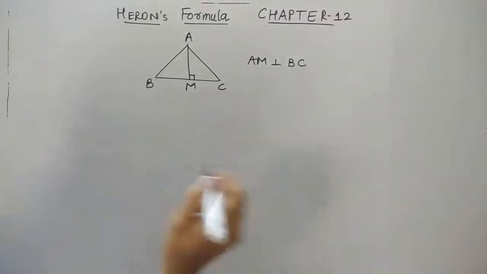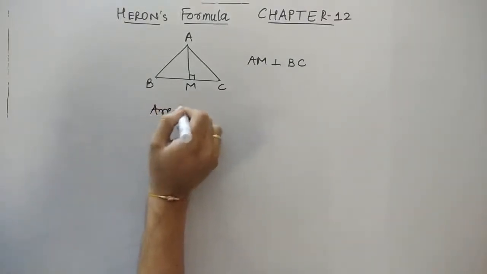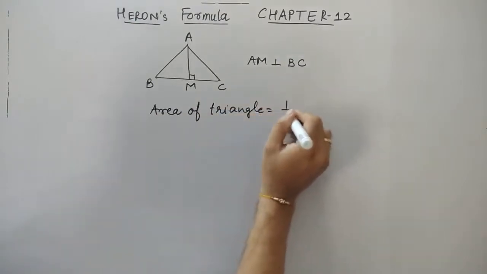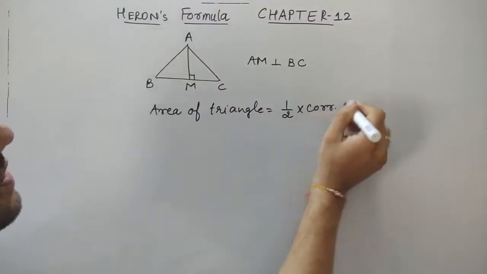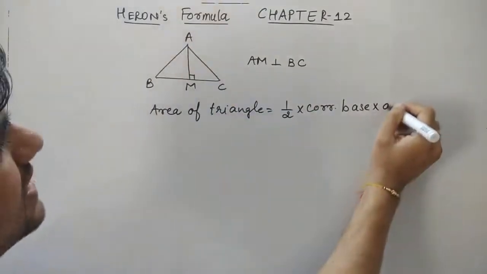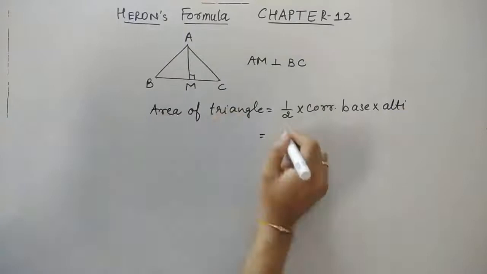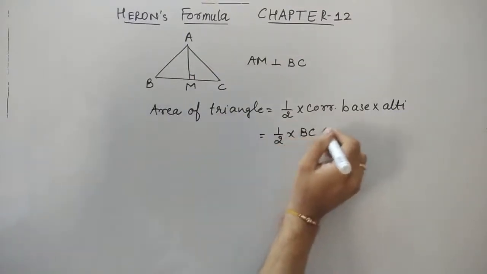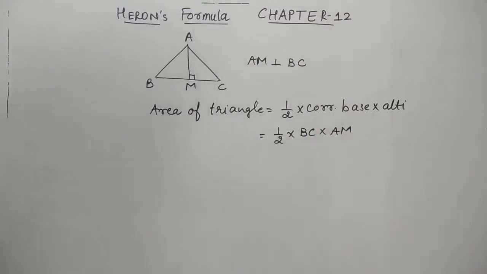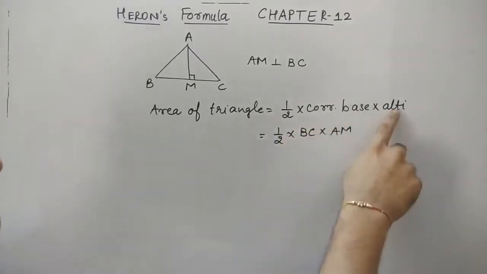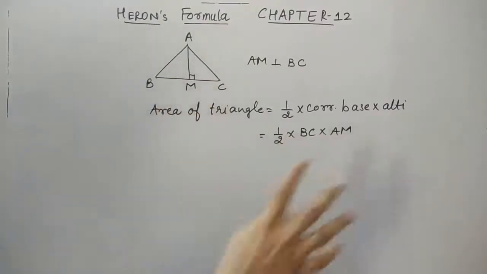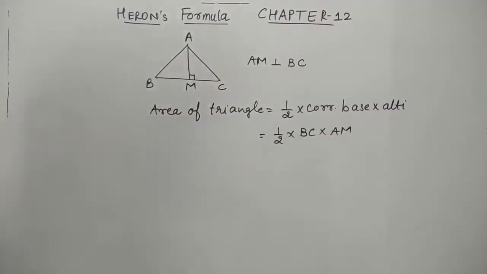Now we discussed in the earlier classes the formula to find the area of a triangle. We all know this: it is half into its corresponding base, we can write normally base, and this altitude is drawn on the base, into the length of the altitude. So for this triangle I can write it is half into BC into AM. Why BC and AM? Because AM is the altitude on base BC. So we have to write down the corresponding base of an altitude. If we have the altitude and the length of the base, it's quite easy to find the area of a triangle. This is the normal triangle.